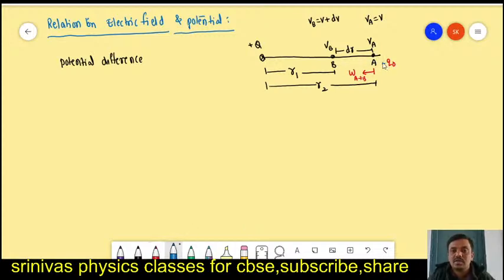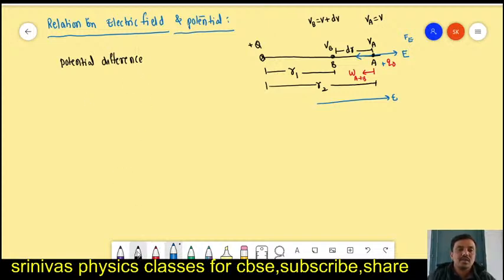This is a plus Q naught charge we are moving, and the plus Q repels it to this side. On this side the electric force will act, and the electric field will be there. In this figure, the electric field is to the right side, and the electric force is also to the right side. Then we move the charge from here to here through a distance dr. For that, how much work do we have to do?